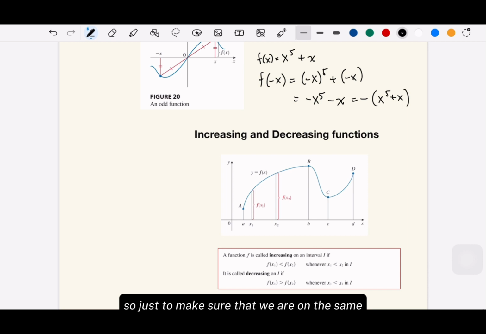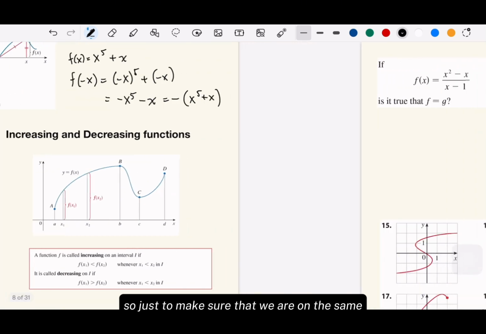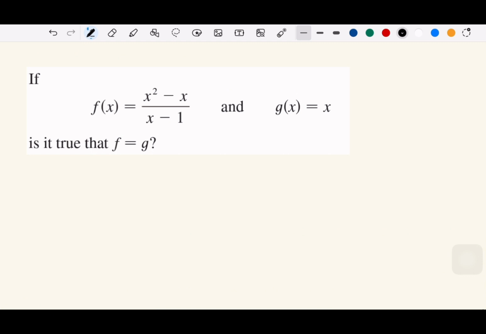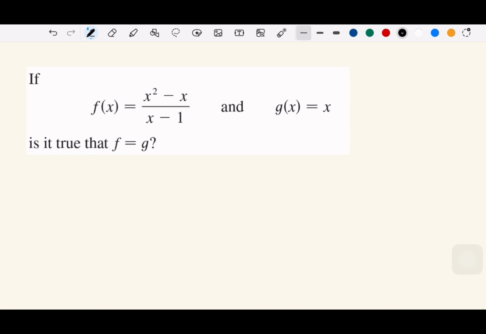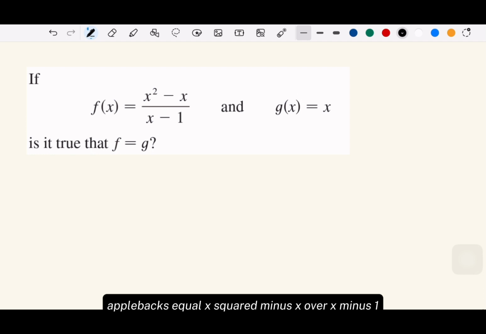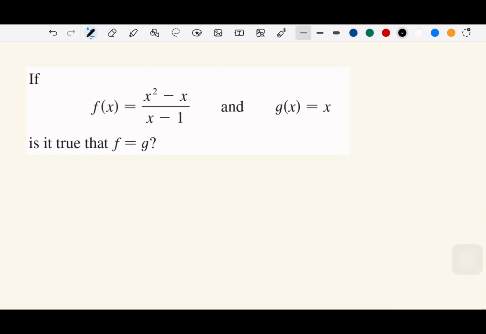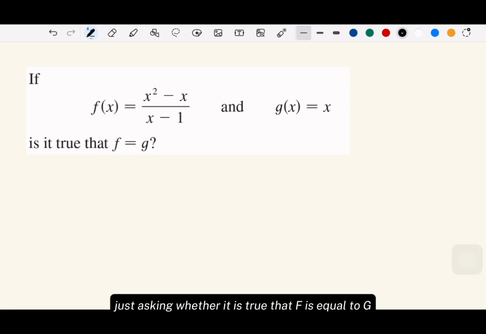Okay, so just to make sure that we are on the same definition, look on the screen. I have these two equations. f of x equals x squared minus x over x minus 1. And we also have g of x equals x. The question is just asking whether it is true that f is equal to g.